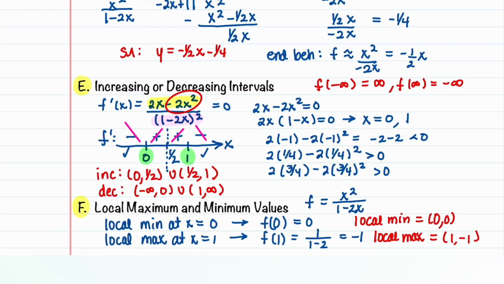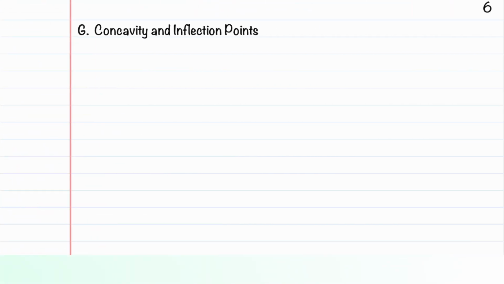We have one more thing to calculate, and that is concavity and inflection points. To find concavity, we always need to look at the second derivative, so I'm going to write that down. F double prime of x was 2 all divided by (1 minus 2x) cubed. We can see that f double prime is never going to be equal to 0. But let's look at our function again. Our original function is x squared divided by 1 minus 2x. Concavity can change where our function is undefined, and that is going to be at 1/2.